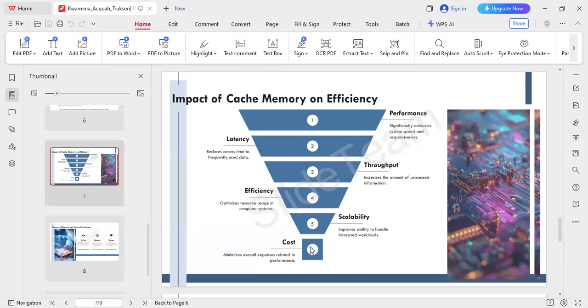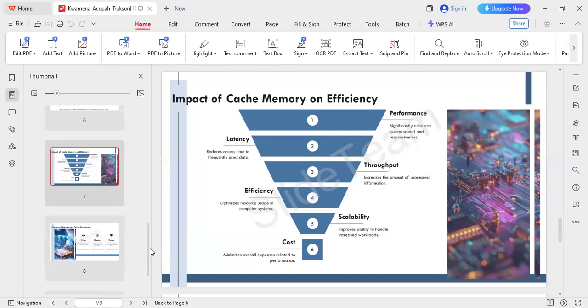And lastly, cost minimization. It means it's less expensive. Its effect is that it balances performance with cost, and its result, in terms of economic precision, is that it minimizes overall expenses related to performance. So it's really cheap.